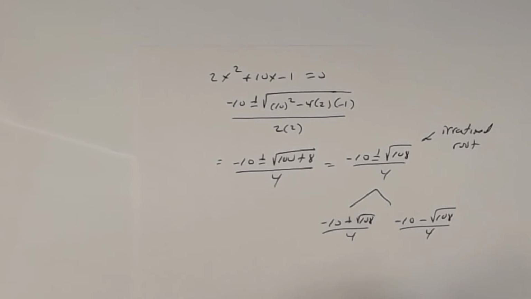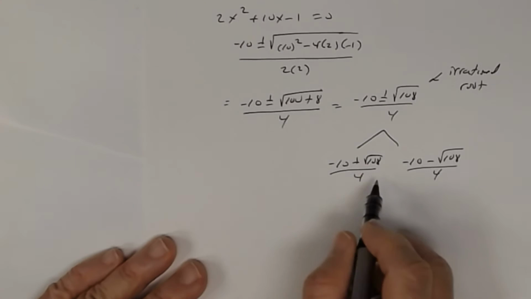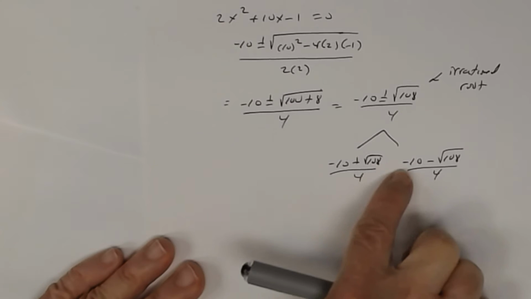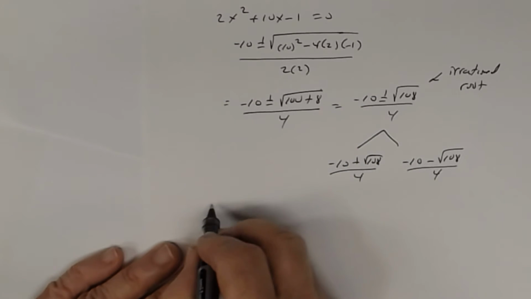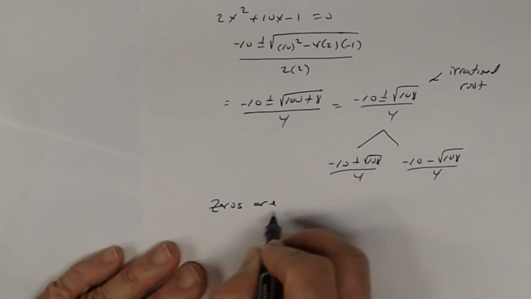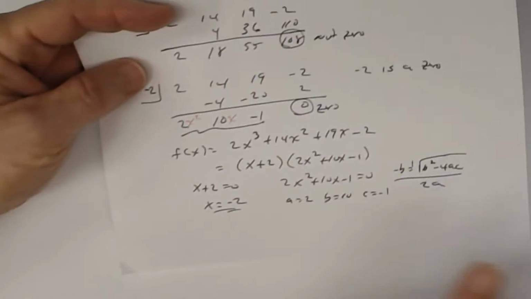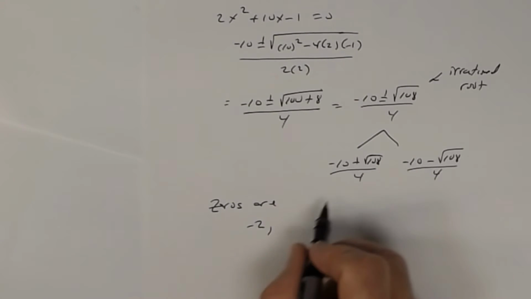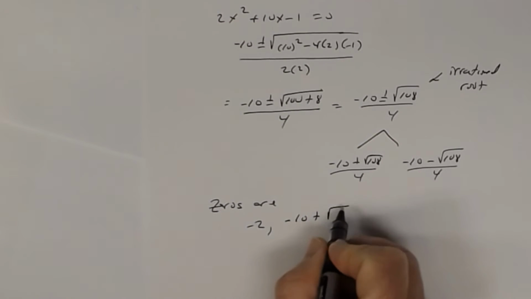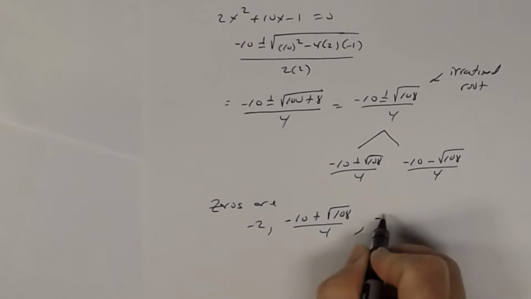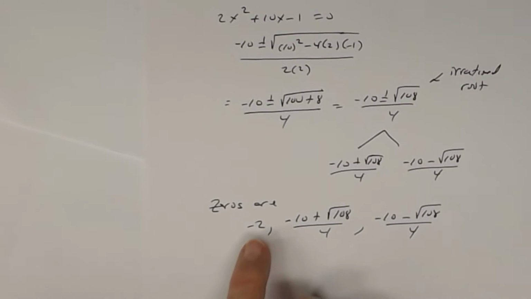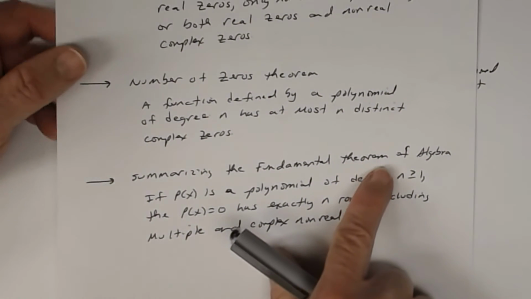Now, just to remind you, for me, on a test, you can leave it like this. You don't have to simplify the radical. So you can say the zeros are negative 2, since one of them was negative 2, and then you can list these separately: negative 10 plus the square root of 108 divided by 4, negative 10 minus the square root of 108 divided by 4. And notice, how many solutions do you have? You have 3. And that's what the fundamental theorem of algebra stated.